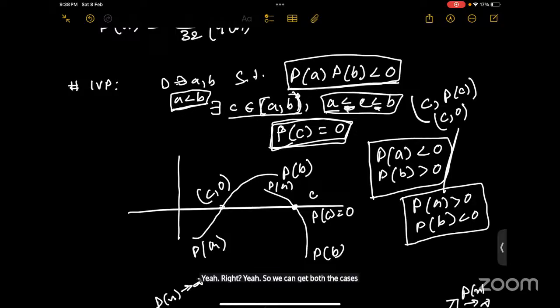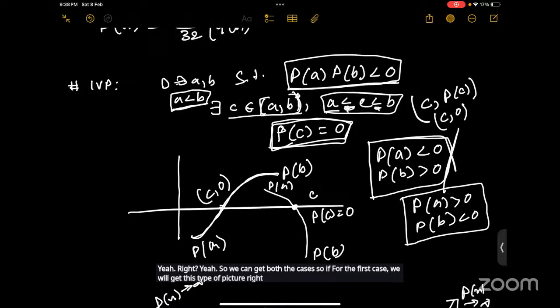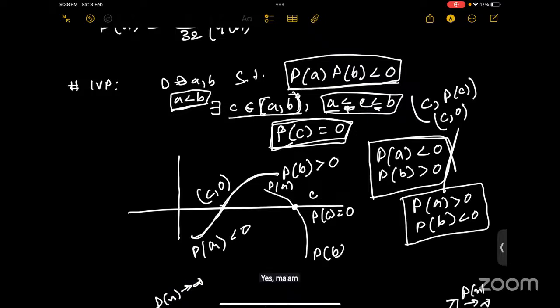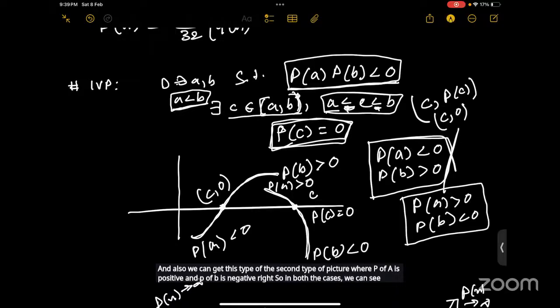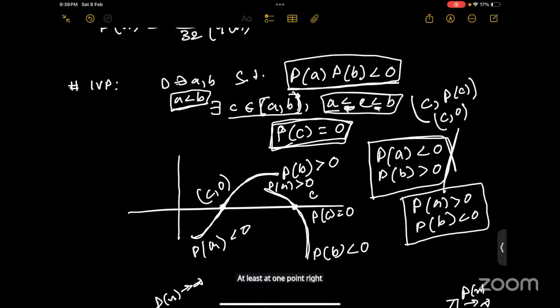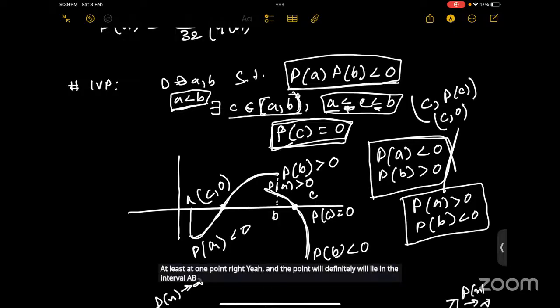So for the first case we will get this type of picture, where P(A) is negative and P(B) is positive, right? And also we can get the second type of picture where P(A) is positive and P(B) is negative, right? In both the cases, we can see that the graph will cut the x-axis at least at one point, right? And the point will definitely lie in the interval AB. It will always be in between A and B, right?